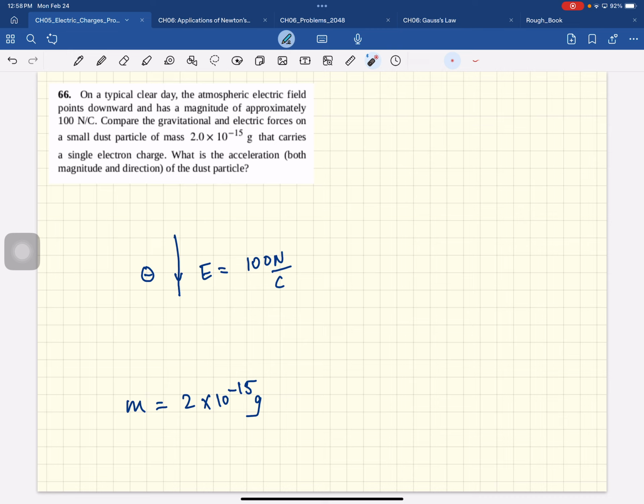So in what direction is the force on this guy? So there is the force of gravity, and the electrostatic force is Q times the electric field. The charge is negative, okay? And so the electrostatic force is in that direction.